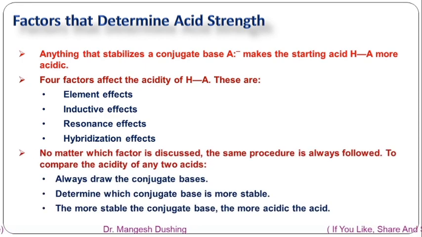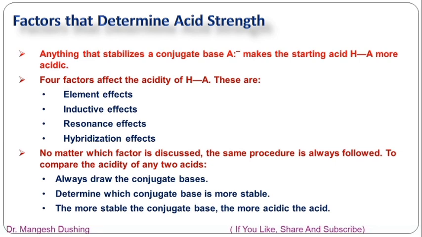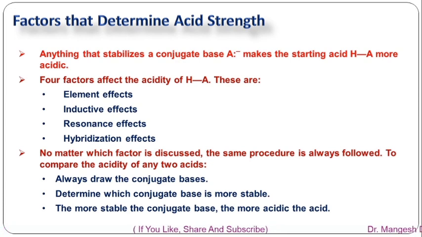No matter which factor is discussed, the same procedure is always followed to compare the acidity of any two acids. You can use any one of these factors to compare which is the stronger acid. So always draw the conjugate base. First you write the structure of the conjugate base, then determine which conjugate base is more stable. The more stable conjugate base indicates the more acidic acid.